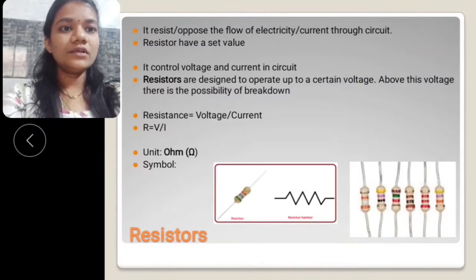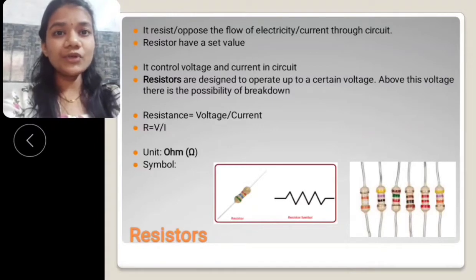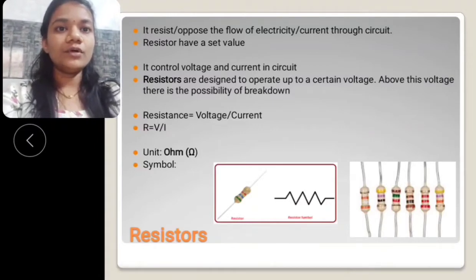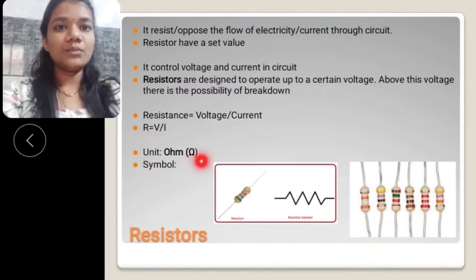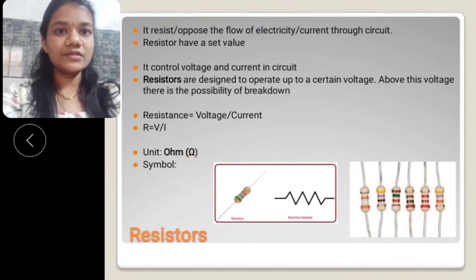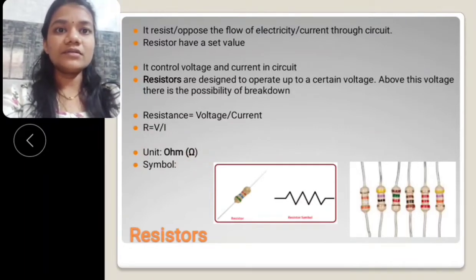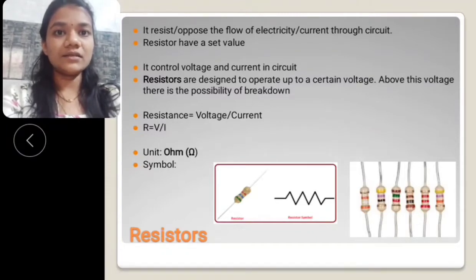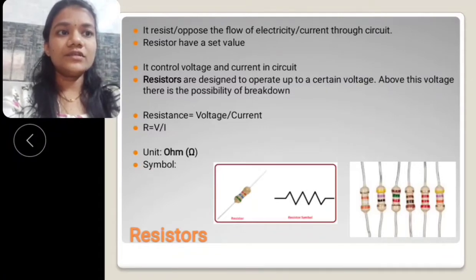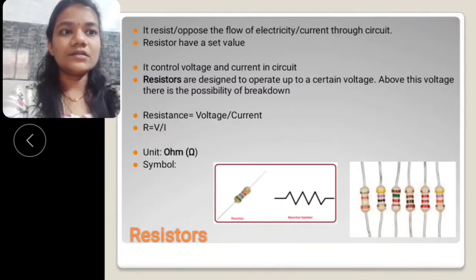If you look here, there are colored bands on the resistor body. What is the unit of resistance? It is nothing but the ohm. This is the ohm symbol. It is the unit of resistance. How can we calculate the resistance? Resistance is nothing but voltage upon current. R is equal to V upon I. So it is our resistance value.